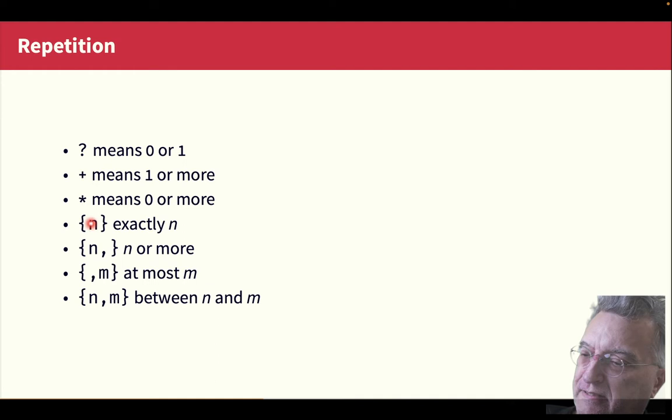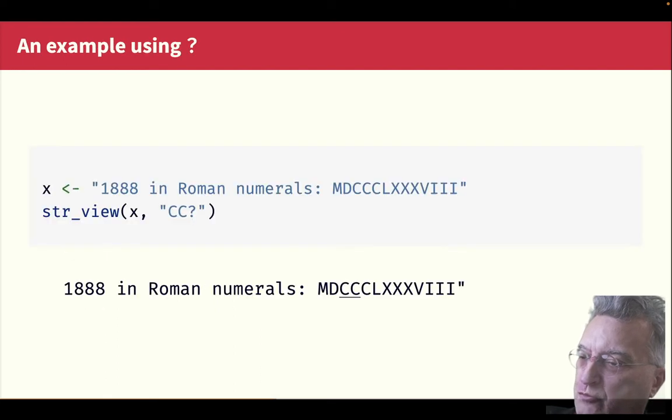Curly braces with n means exactly n characters. So n here has to be a number. N comma means n or more, and these are placed after a character that you want to have exactly that many of, or n or more of. With n comma m, where m again is a number, it means at most m, so I can say between n and m occurrences of that character or string. So here's an example of this.